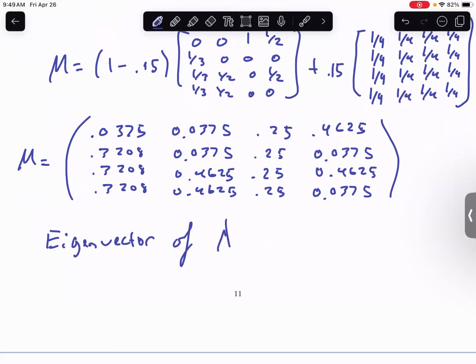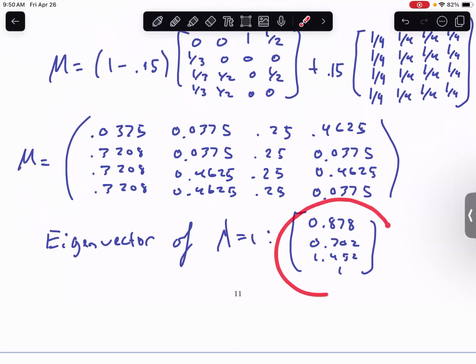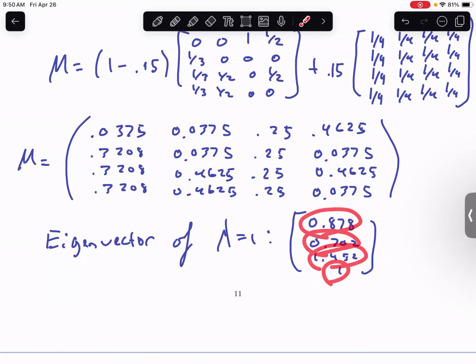So the eigenvector for lambda equal to 1. It'll spit out something of the form 0.878, 0.702, 1.452, and then 1. So this isn't a Markov vector. You want to make sure that all these terms end up summing to 1. So you need to normalize. You add up all of these terms, and then you divide by whatever that sum ends up being.